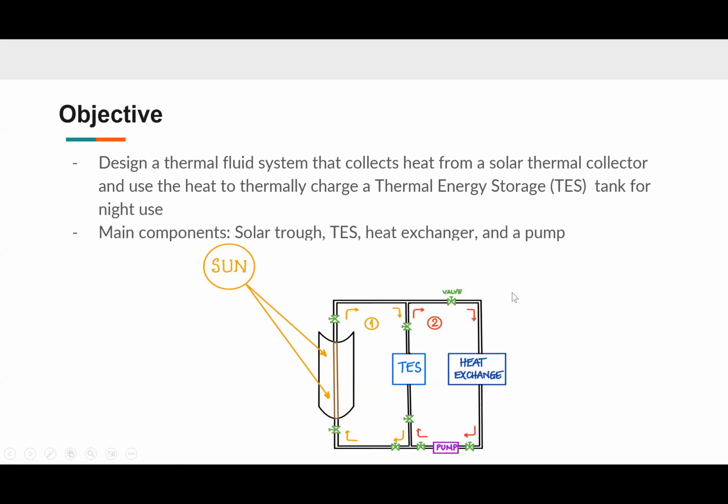The overall objective and design requirements were to design a thermal system that collects heat from a thermal collector and uses that heat to thermally charge a thermal energy storage tank for night use. This basically consists of a solar trough, a TES heat exchanger, as well as a pump. It is a 2-loop system with respective valves at certain places to restrict flow in certain areas.